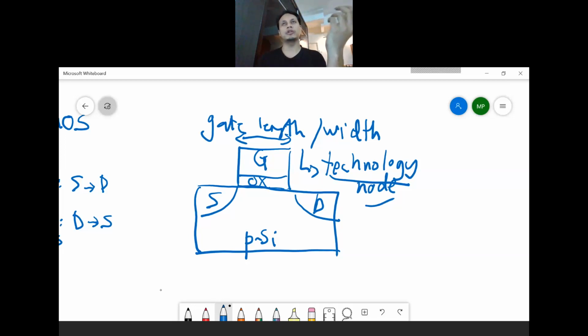If you want to pack more transistors into a silicon wafer, you have to make them smaller in size. So that means kalau you nak lagi powerful transistor, you kena push for lower gate length. Okay, you have to push for lower gate length.